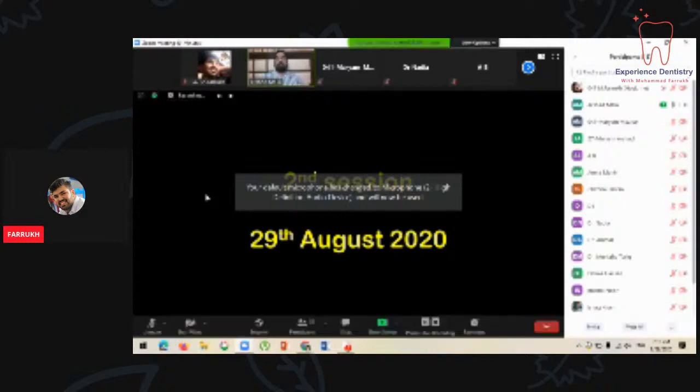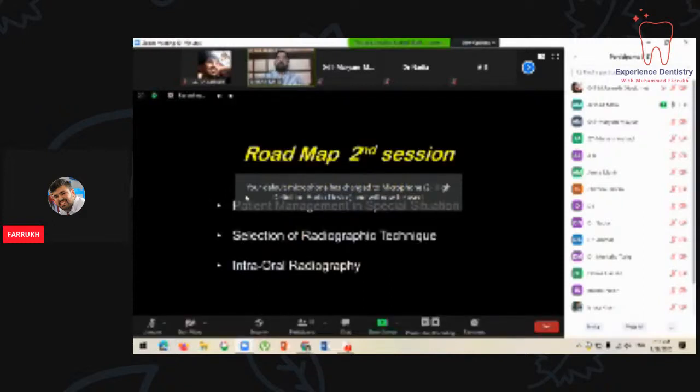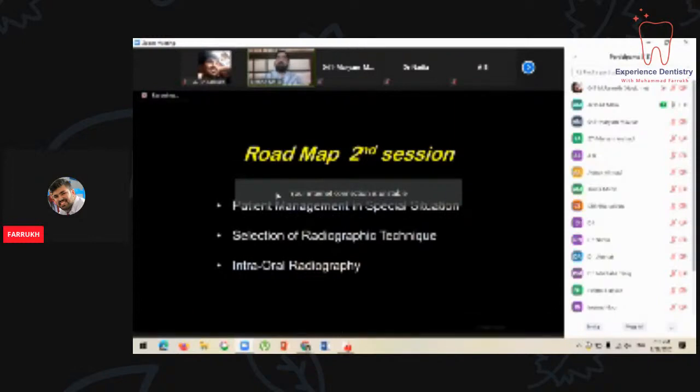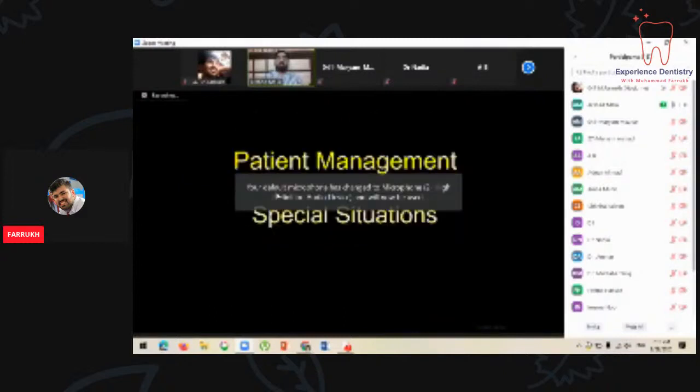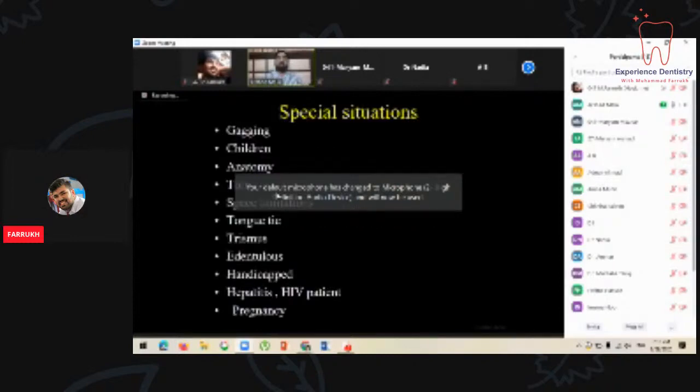So we have the second session today, and in this roadmap we will cover patient management in certain situations, and the selection of radiographic techniques. I think we will cover the first part of radiography. When looking at patient management in special situations, these are children and patients with special limitations.